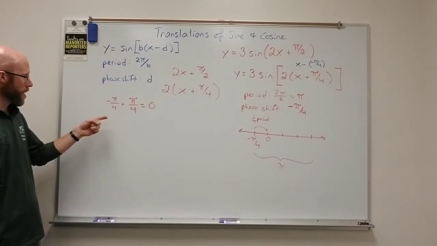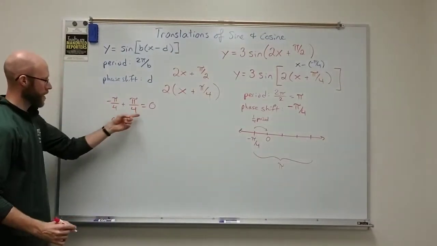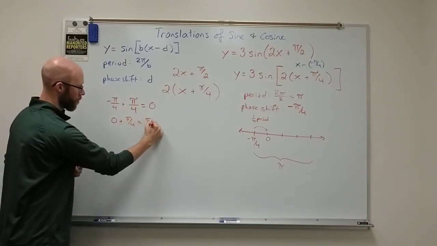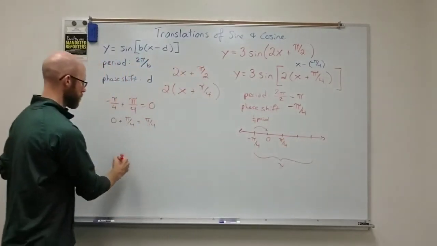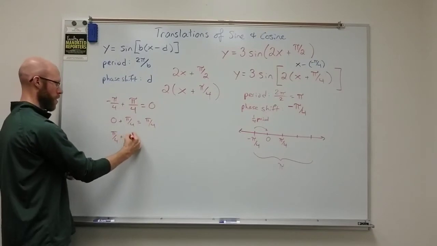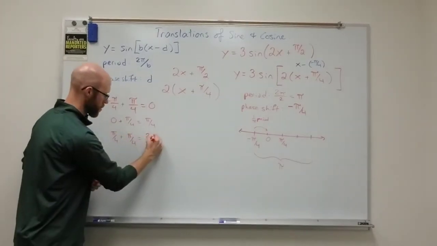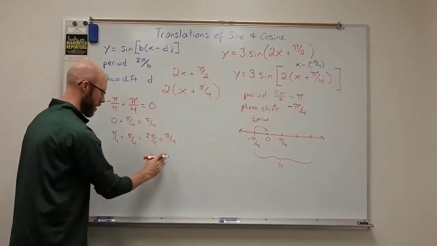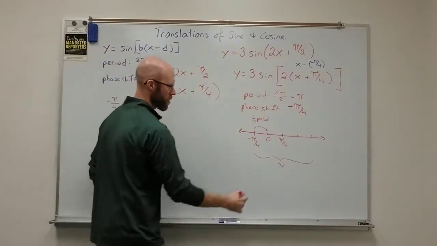Then I start at 0 and add another pi over 4. Well, that's going to be pi over 4. And then I take pi over 4 and add another pi over 4. Well, that's 2 pi over 4. What's 2 quarters make? That's a half, right? So pi over 2.